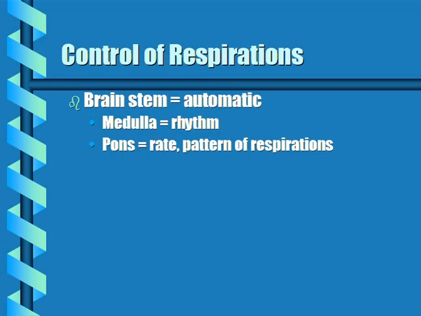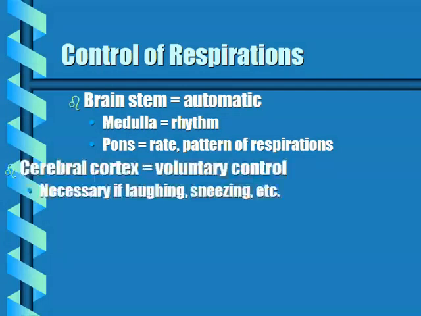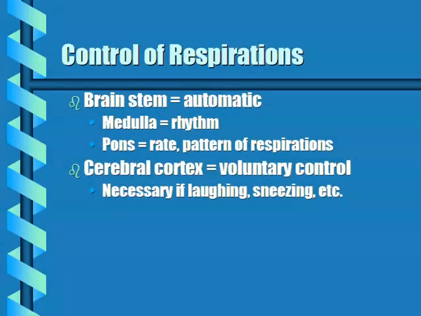Your control of respirations. Your brainstem is automatic. You have your medulla that maintains the rhythm of your breathing, and the pons that does the rate and the pattern of respirations. It will stop your inhalation, and it also controls the depth of the respirations. Your cerebral cortex is your voluntary control. This is necessary if you start to laugh. You need to be able to take another breath, because sometimes you laugh so hard you can't get a breath in. And your cerebral cortex takes over and says, take a breath. Or if you sneeze a lot, or things like this.